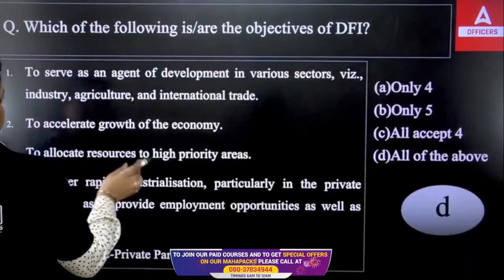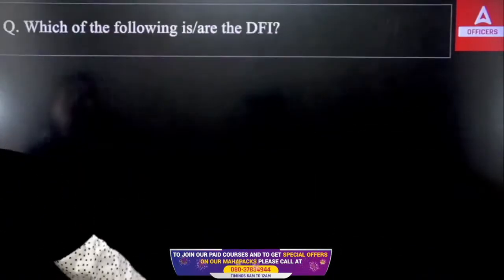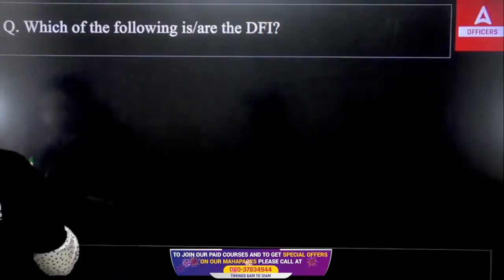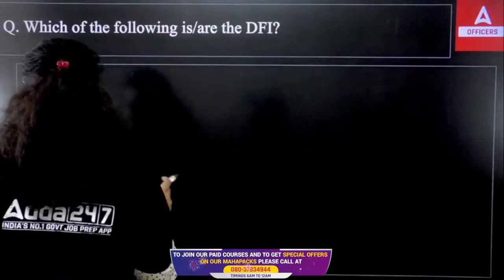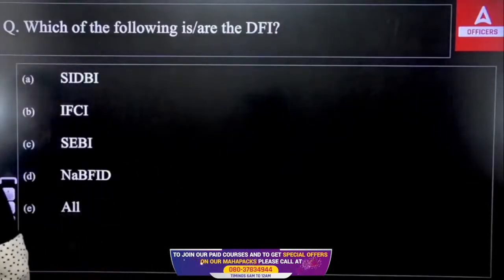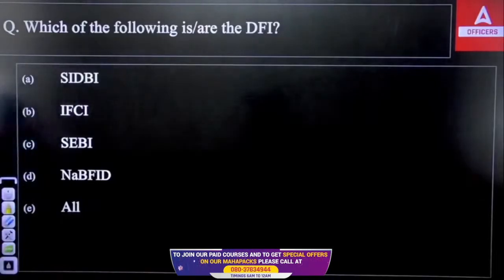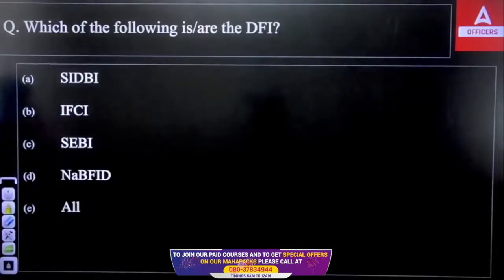Next, D option. Next question is talking about which of the following is a development finance institution. So out of these options, what do you think which of the following is a development financial institution? So we have SIDBI, IFCI, SEBI, NaBFID and all. Which of the following is correct?